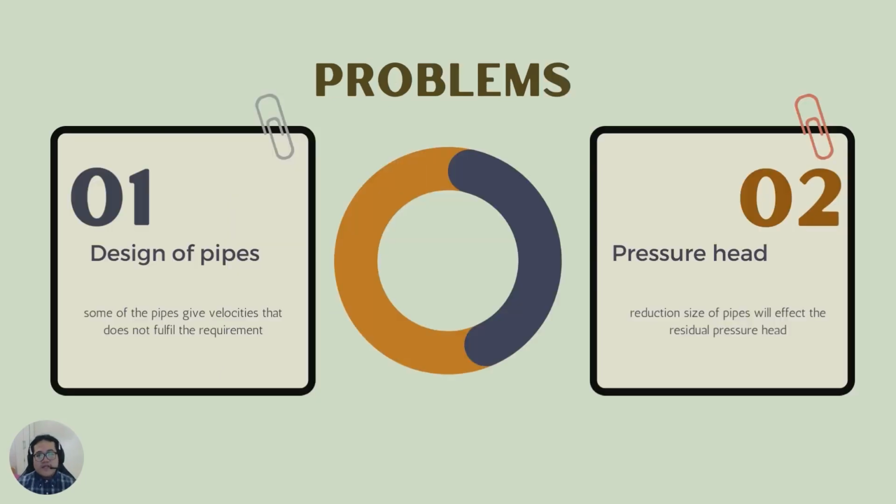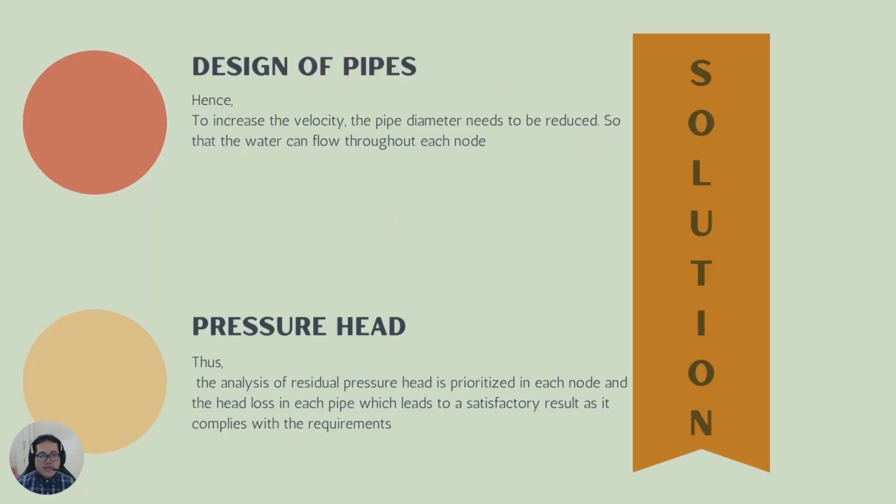So the problems that I've seen from the water reticulation part are the design of pipes and the pressure head that they need to focus on. For the design of pipes, some of the pipes give a velocity that does not fulfill the requirement needed by their guidelines. And for the pressure head, the reduction in size of pipes will affect the residual pressure head. So by taking note of these problems, this is the solution that I came upon.